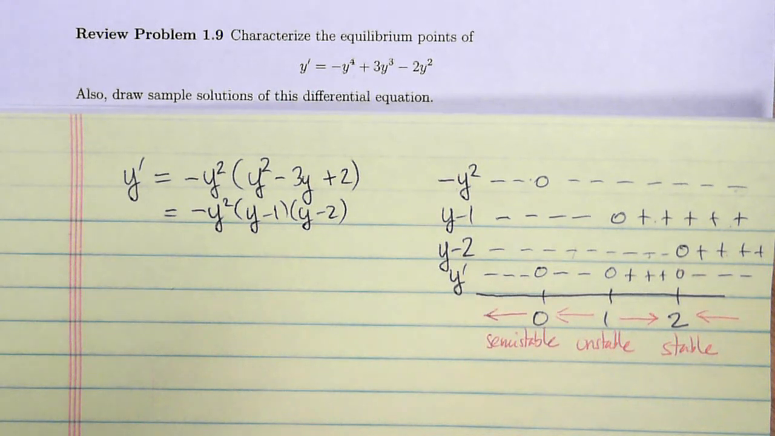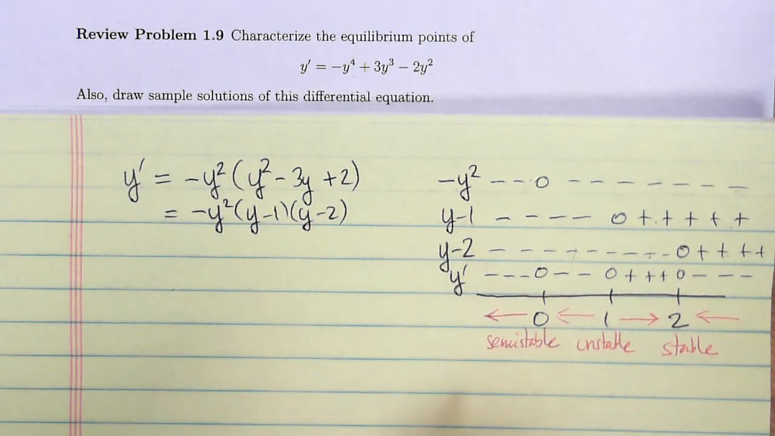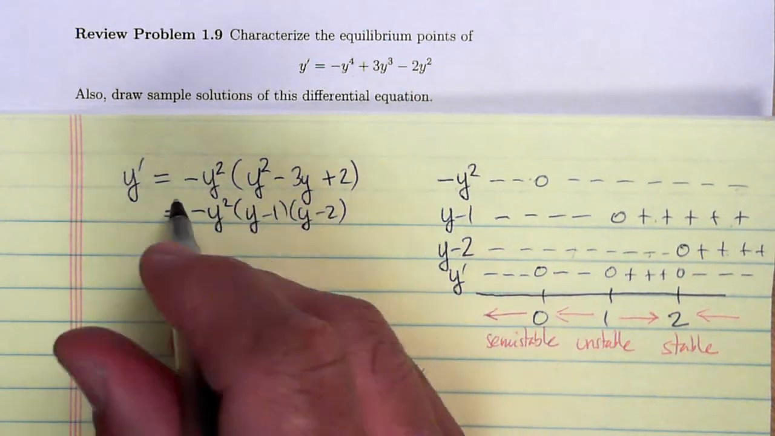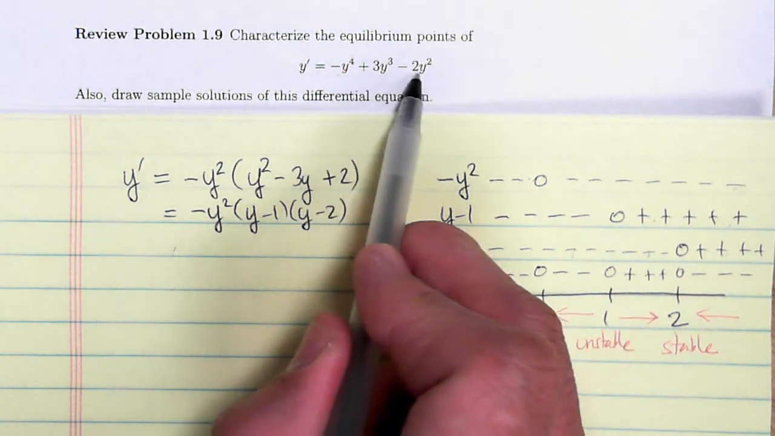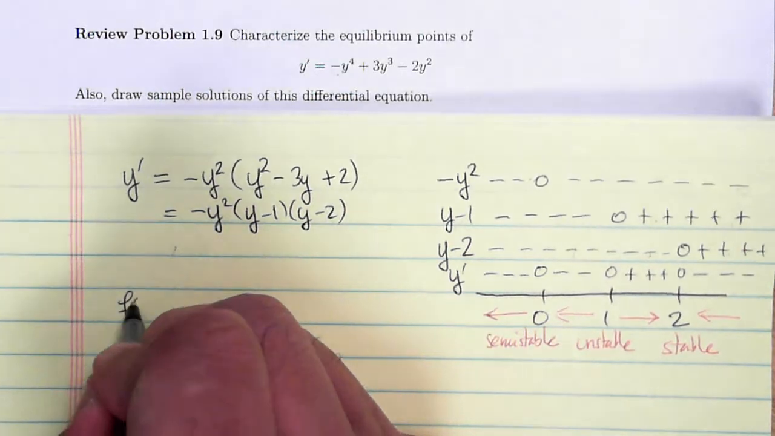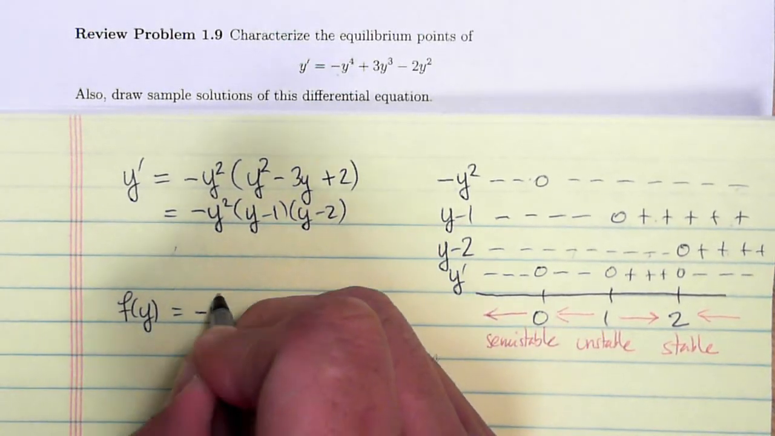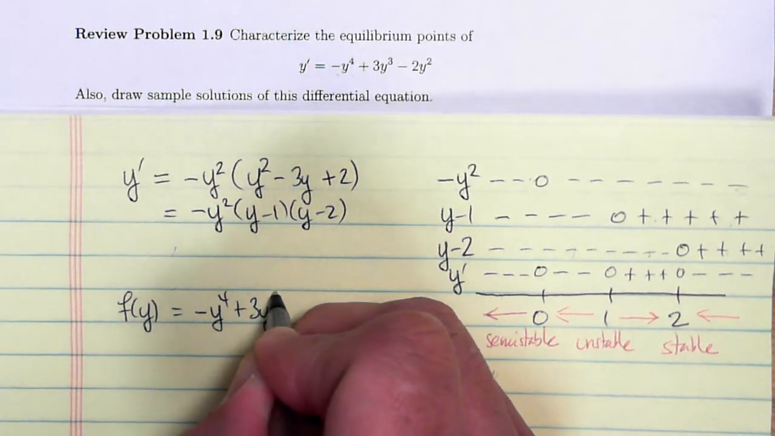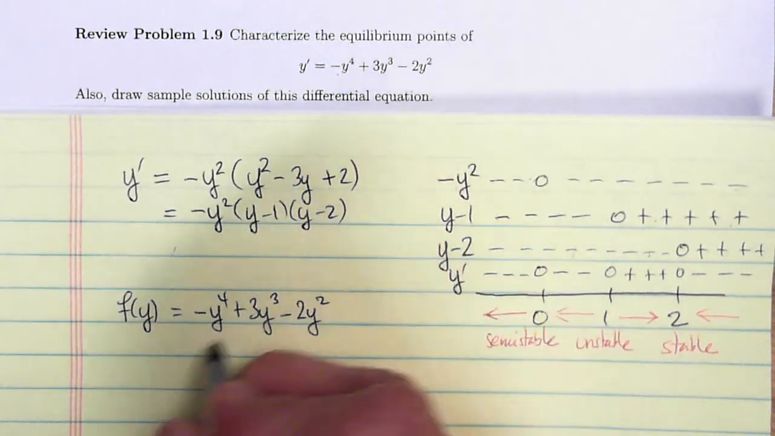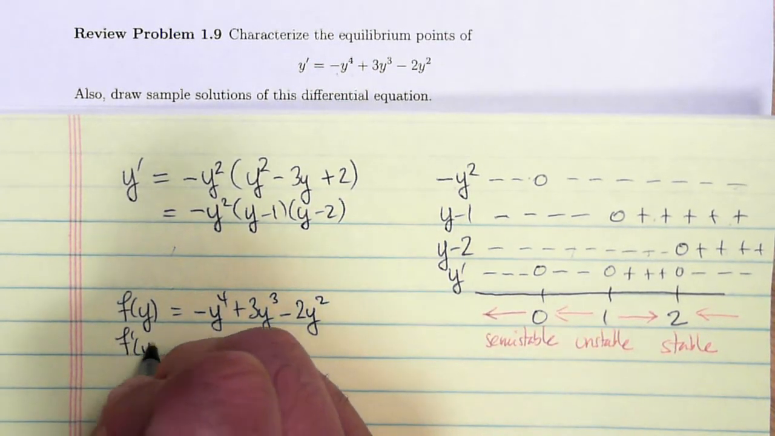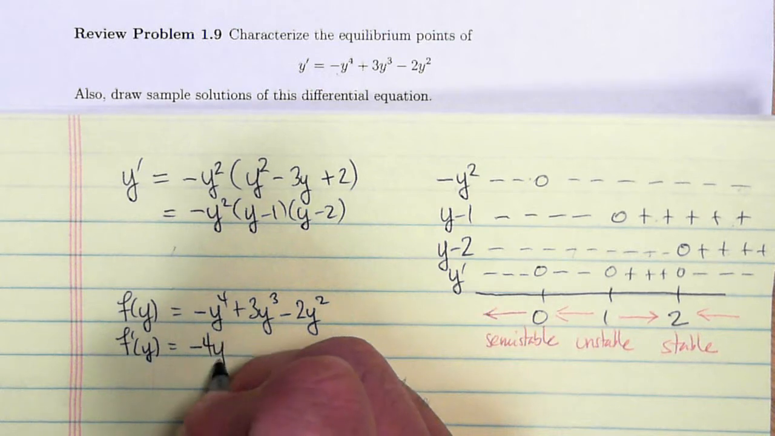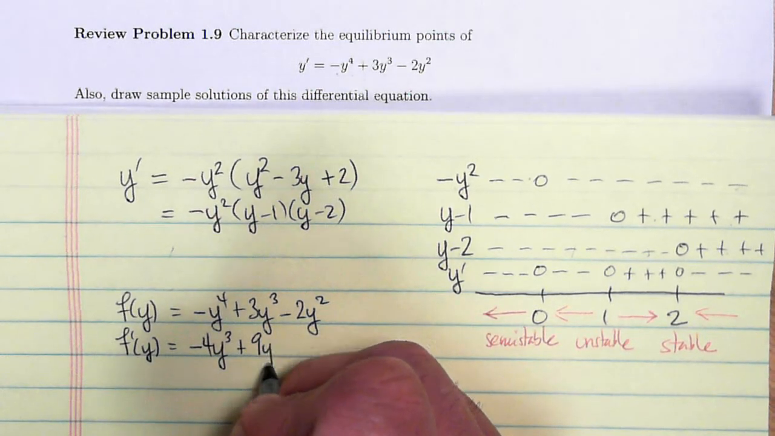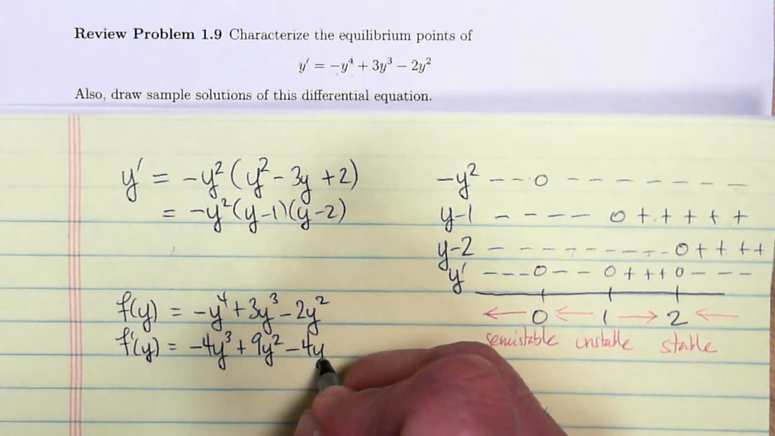Okay, so that's one way of characterizing the equilibrium points, by looking at the sign chart and drawing these arrows. A second way of characterizing the equilibrium points is by looking at the derivative of the right-hand side. So here's my original function f of y. Let me recopy that. Negative y to the fourth plus 3y cubed minus 2y squared. If I take the derivative, I get negative 4y cubed plus 9y squared minus 4y.